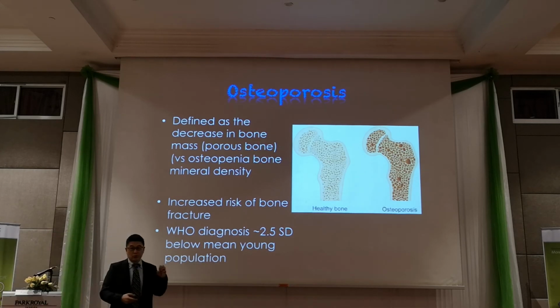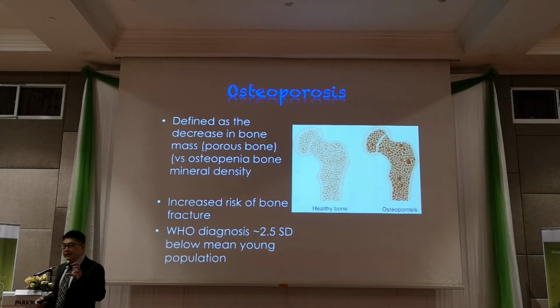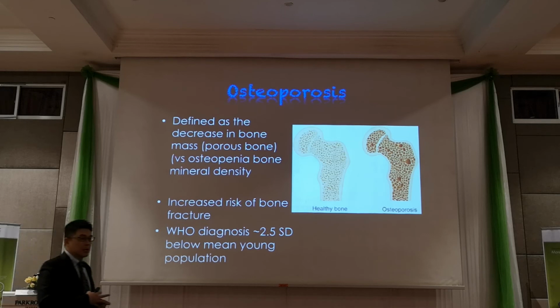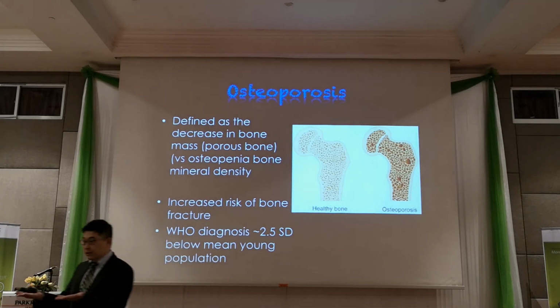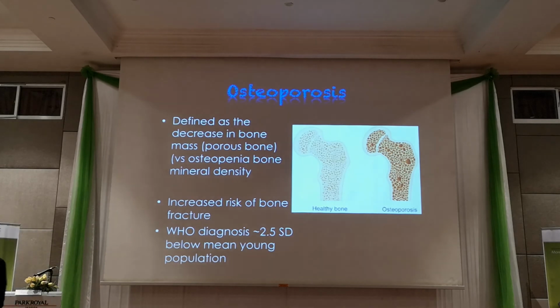Osteoporosis is defined as a decrease in bone mass, porous bone. Very, very cancellous and very, very spongy. So the cortical component is very little. There's an increase in bone fracture, and according to the World Health Organization, it's 2 times the normal standard deviation of the bone quality. Now, why is the osteoporotic patient very important? Because they come with a different problem.